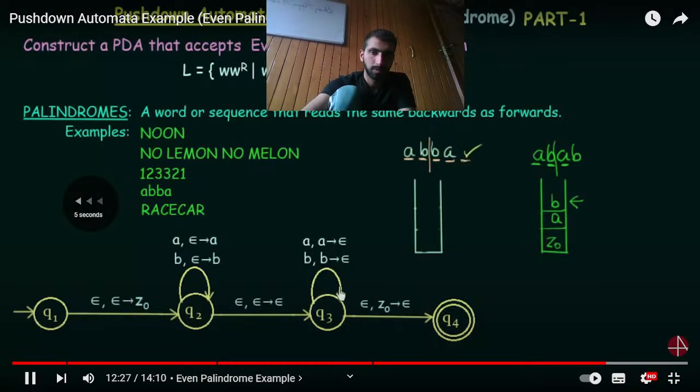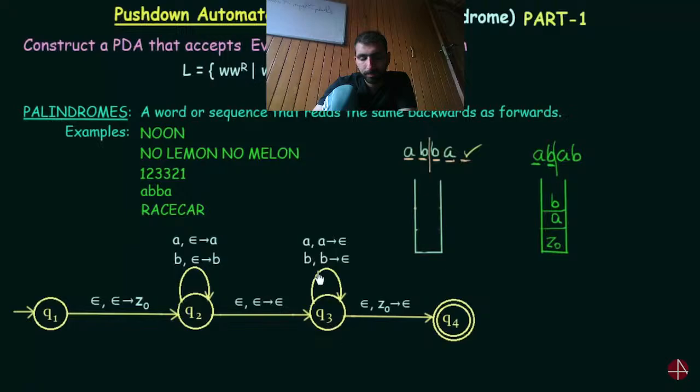Now we don't pop anything, we don't push anything, but we directly go to the next state, which is Q3. Now in Q3, let's see what we are getting. The next input that we are getting is A. So if you get A as an input symbol in Q3, you have to check if the topmost element of the stack is A, and then you have to pop it.